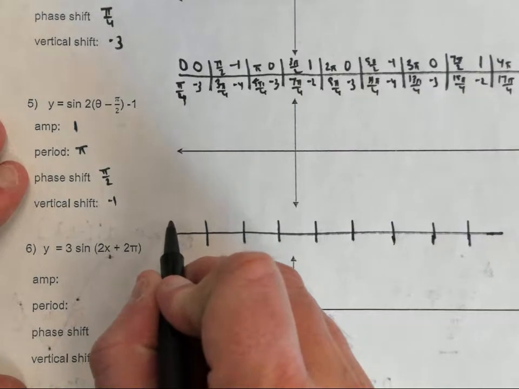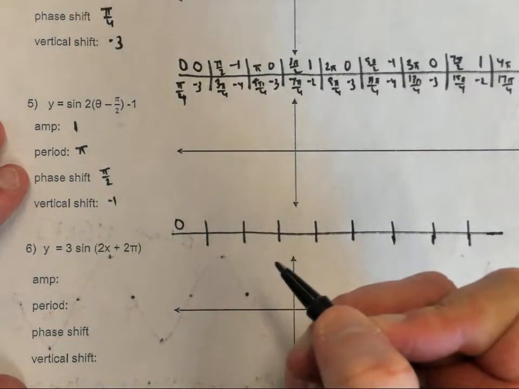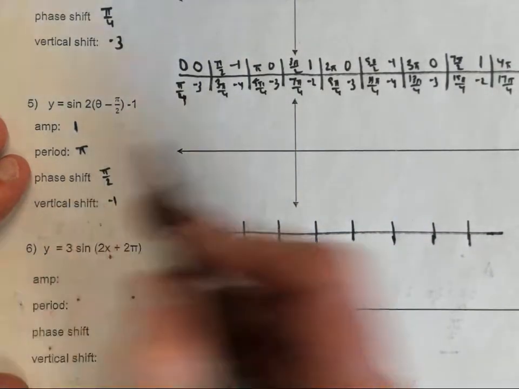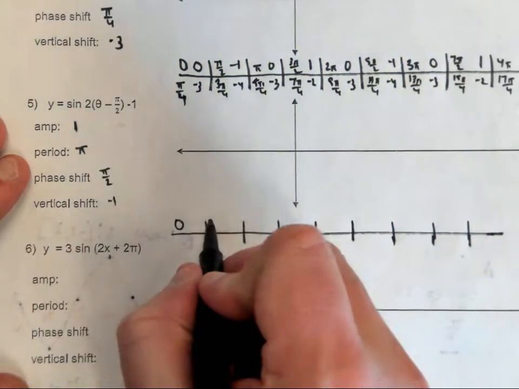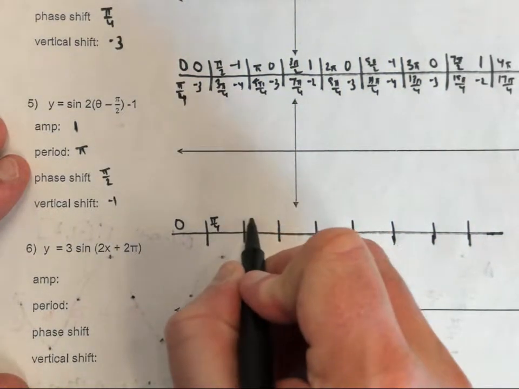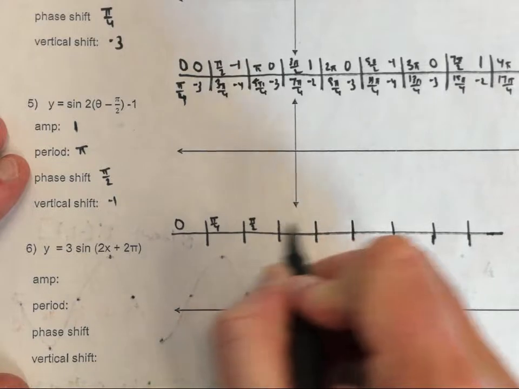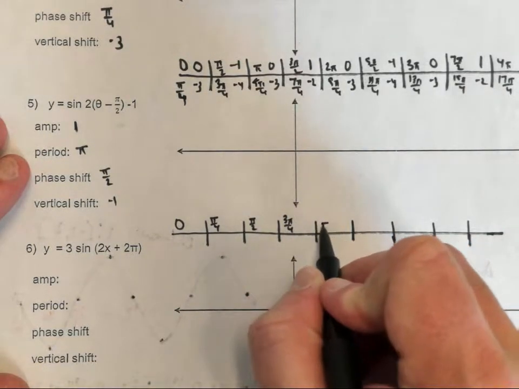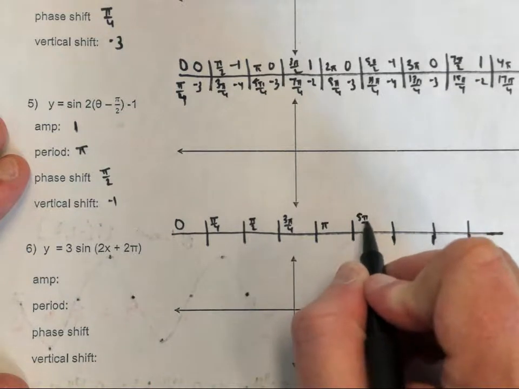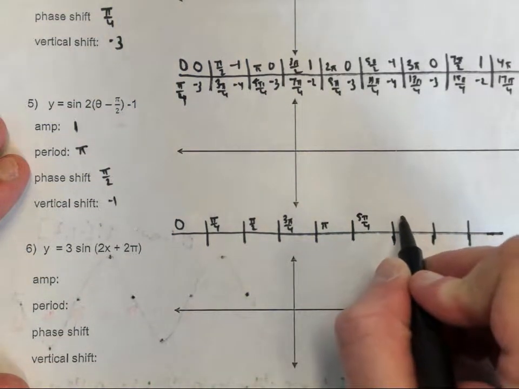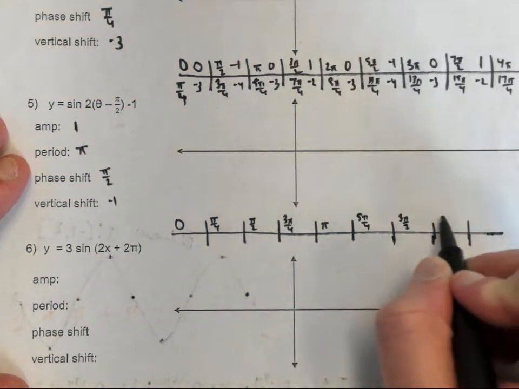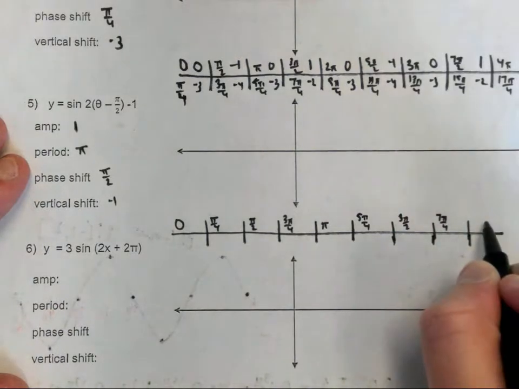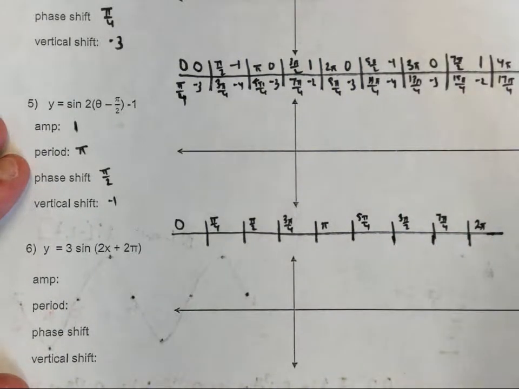Alright, so we start with what is our x coordinate? 0. How do I find my x coordinates? Take pi and divide it by what? 4. So this will be pi over 4, 2 pi over 4, which is pi over 2, 3 pi over 4, 4 pi over 4 reduces to pi, 5 pi over 4, 6 pi over 4 reduces to 3 pi over 2, 7 pi over 4, 8 pi over 4 reduces to 2 pi.